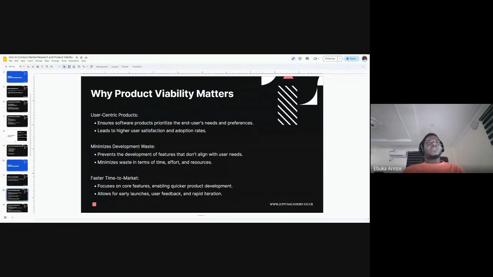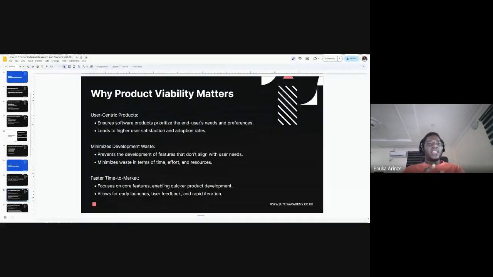Faster time to market. Based on product viability, you are able to understand the features that are considered core features. Understanding and focusing on core features ensures that you can have a faster time to market: the time from the point where you have an idea to the point where you are in the market. The time is shortened when you are focusing on just the core features, and the core features can only be determined from your market research, factoring in your product viability.